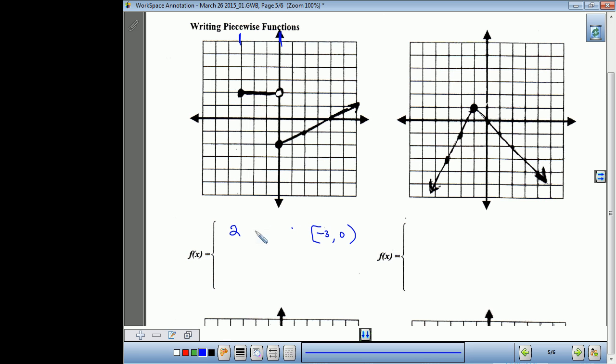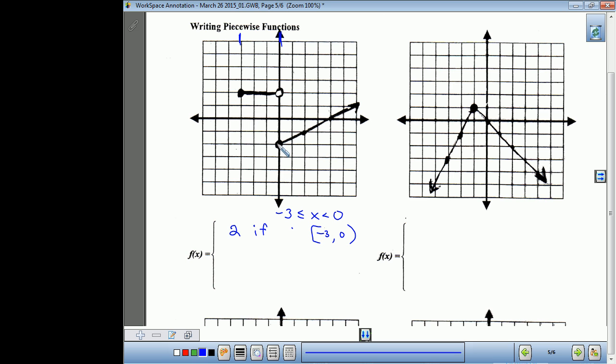Now, I could write the restriction on the domain as an inequality also. It would just look like this: -3 is less than or equal to x is less than 0. And you can do either. I like interval notation because it's shorter. It's easier. Either way.